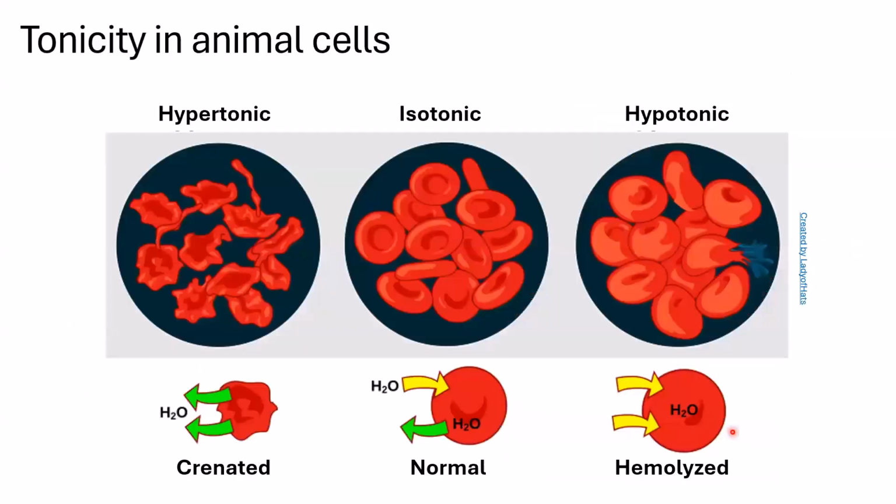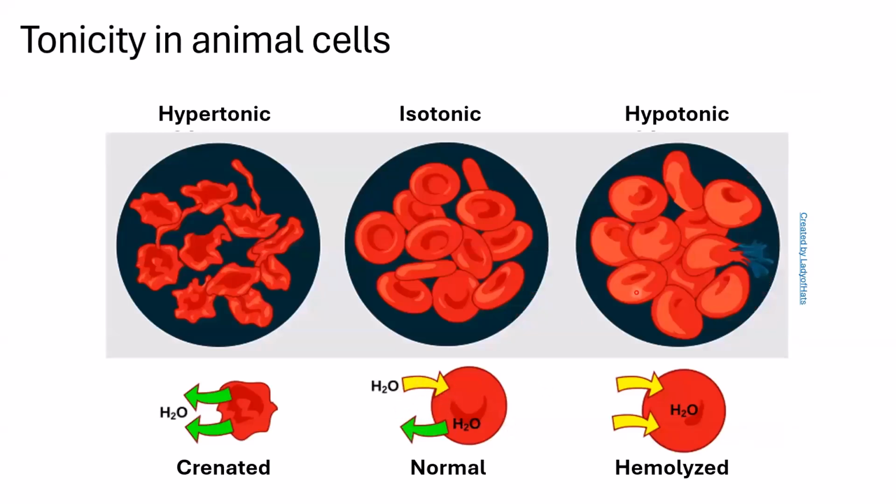Here we have a diagram of how red blood cells behave when they are in a hypertonic, isotonic, or hypotonic solution. As discussed, water would leave the cell if it is placed in a hypertonic solution. This causes the cell to shrivel up. When a red blood cell is shriveled up, it is said to be crenated.